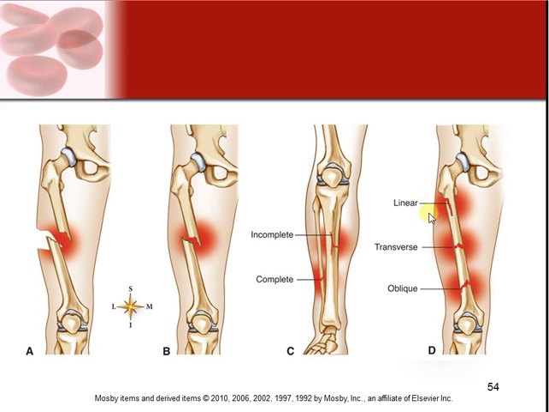So these ones are actually directions. Linear means that it actually just traveled down the length of the bone. Transverse means that it went sideways across the bone, and oblique means that it kind of went up at an angle or down at an angle or some sort of spiral. It means that it's not like a clean cut across or straight up and down.